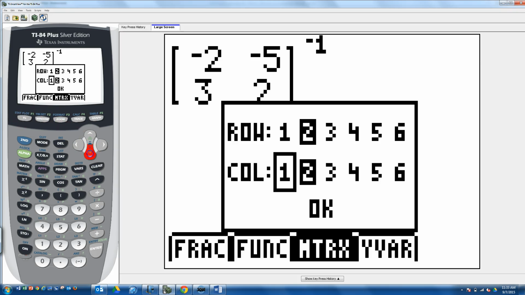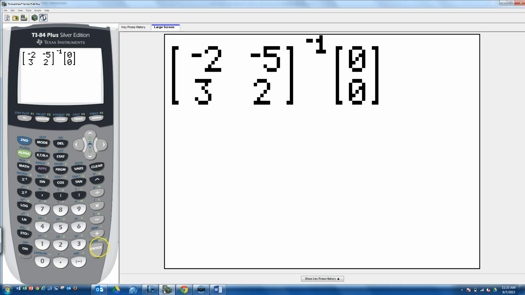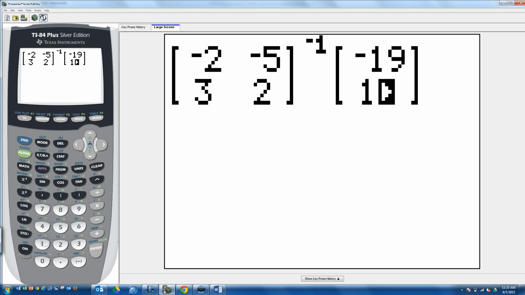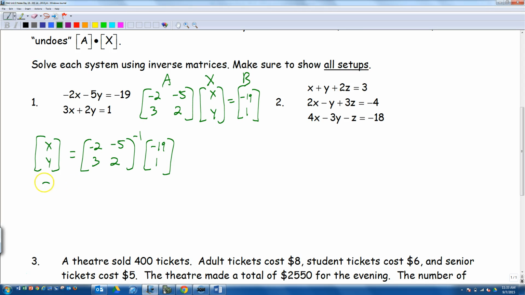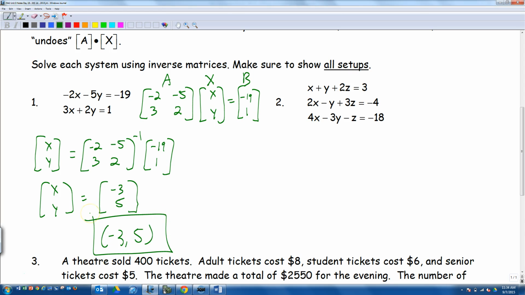That's a 2 by 1, and that's going to be -19 and 1. And this should give us our x and y, and our x is -3, our y is 5, so that is our answer. So that's how you solve. I'm going to write it in matrix form first, and then I'm going to write it as an ordered pair, so my solution is (-3, 5). I prefer all your answers as an ordered pair.